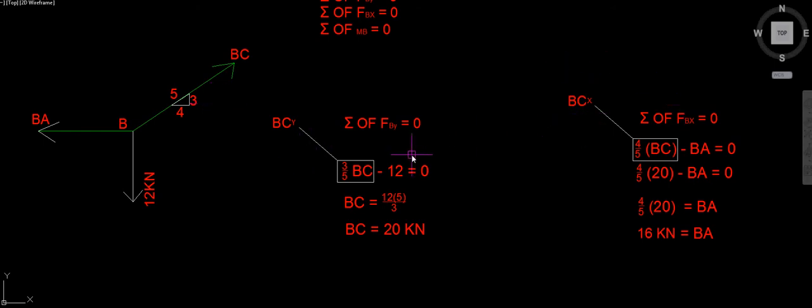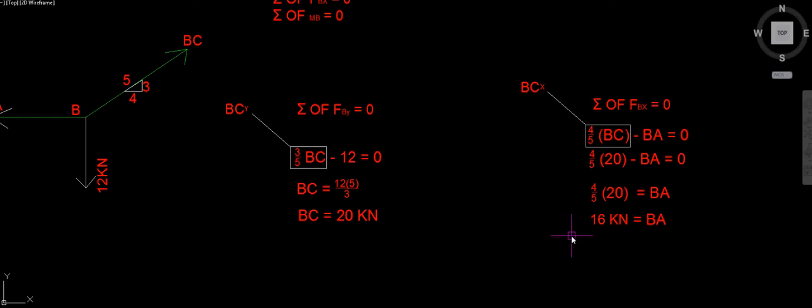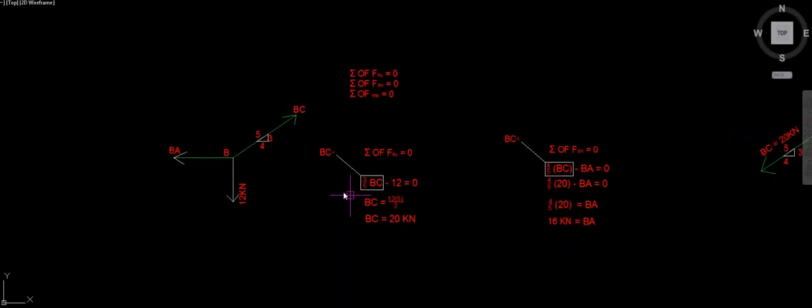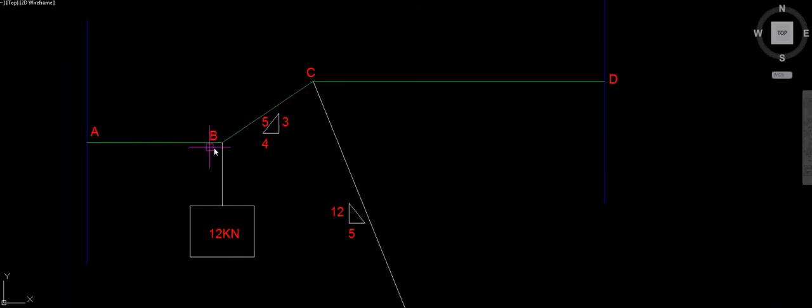Now, to the right will be positive and forces to the left will be negative. So we've got BC in the x direction, positive, minus BA, which is pulling to the left, equals 0. A little bit of algebra gives us 16 kilonewtons is equal to BA. Now we've solved for BA and we've solved for BC.